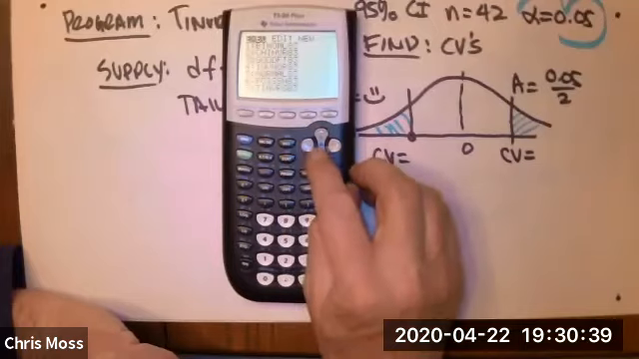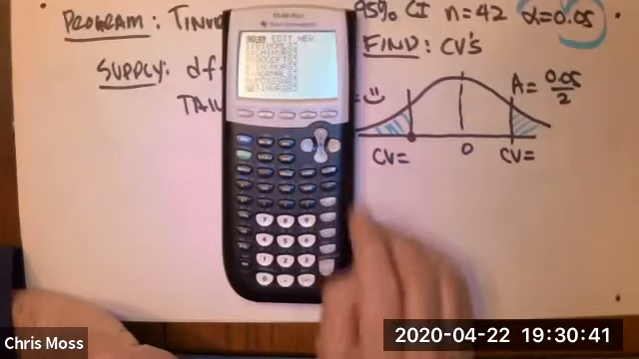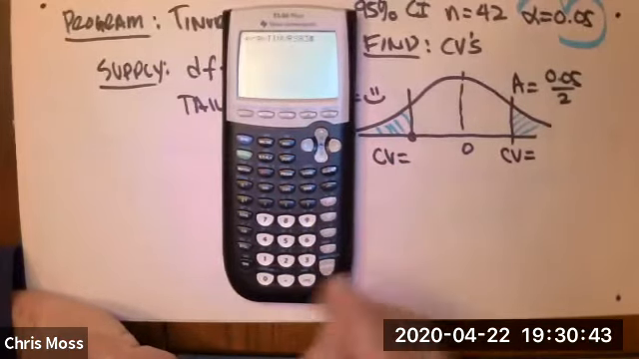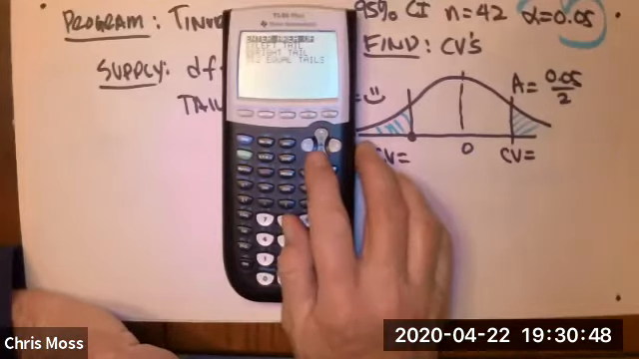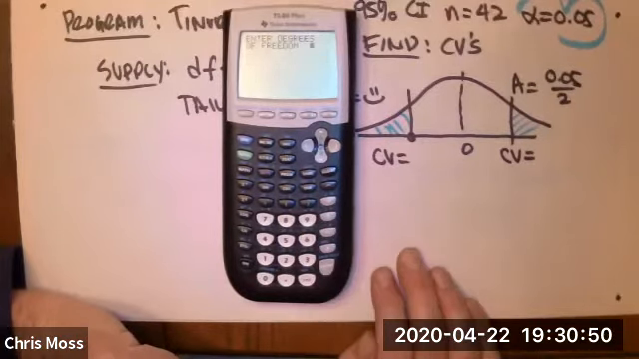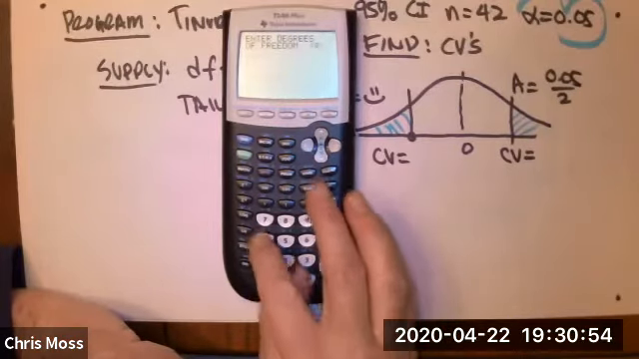Under program, there's the T inverse 83. Works very similar to the inverse normal program. I'll select 2 equal tails. I'll enter a degree of freedom. 42 minus 1 is 41.